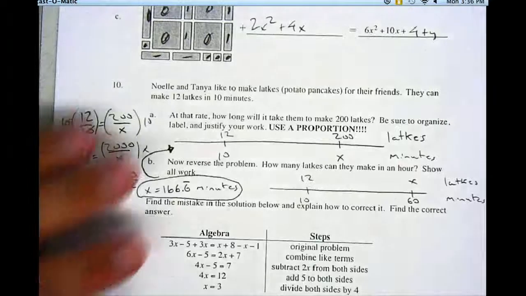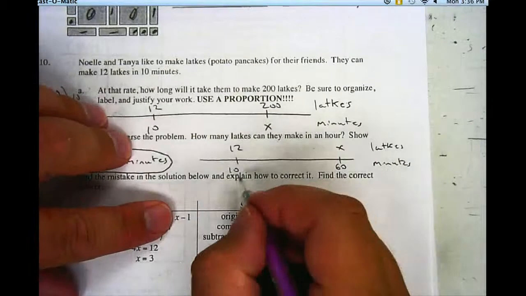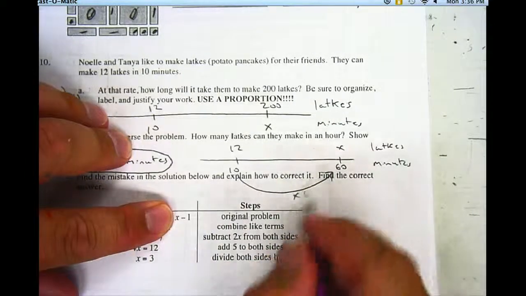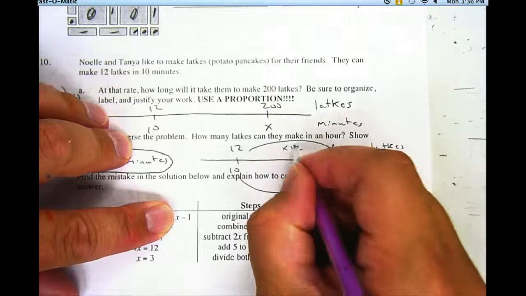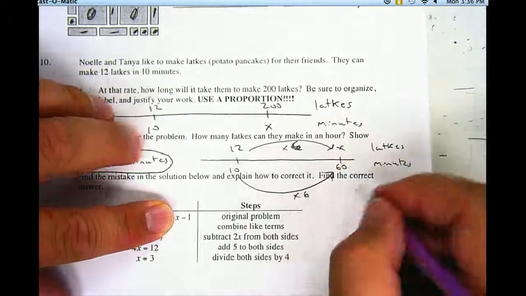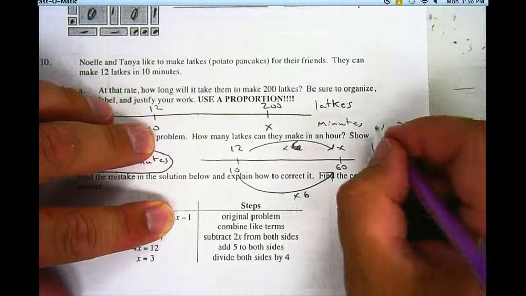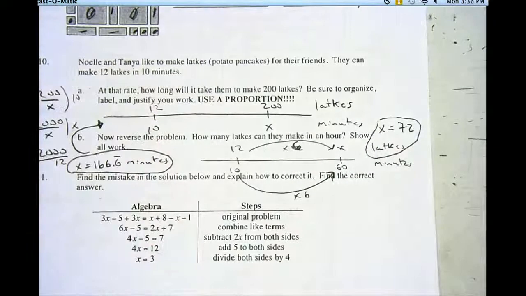So my proportion for this one, and I'll do this one over here. Well, actually, I can just do this one side by side. I can do a scale factor. I can take 10 times 6 is 60. So I should take 12 times 6. And this is going to take x is equal to 72. So for this one, it's going to be 72 latkes. Okay? I just showed the work two different ways. Just a different way to show the same sort of thing.